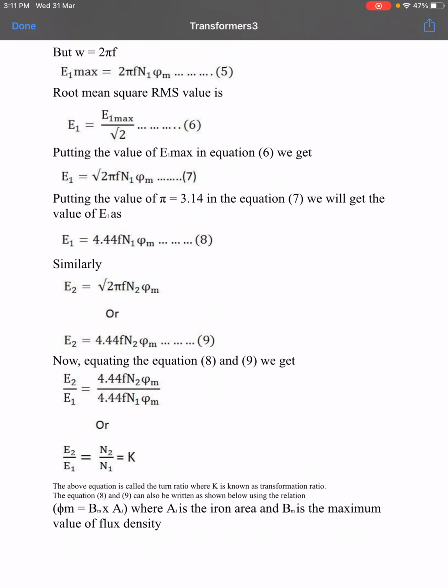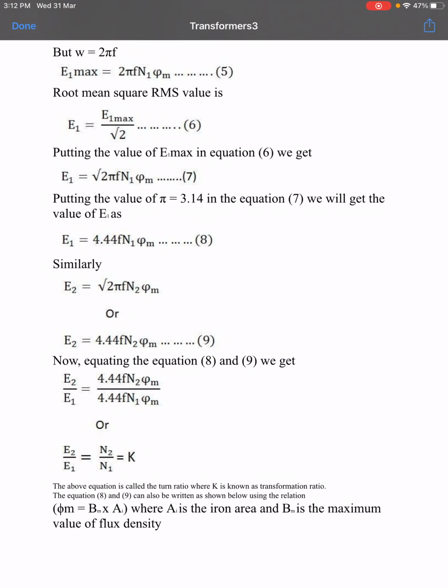Taking the primary and secondary induced EMF, E2 by E1 equals 4.44 f N2 phi m divided by 4.44 f N1 phi m. The 4.44 f cancels and phi m also cancels, so we get N2 by N1, which equals K, the transformation ratio. So E2 by E1 equals N2 by N1 equals K. We can call it the turns ratio or the transformation ratio.